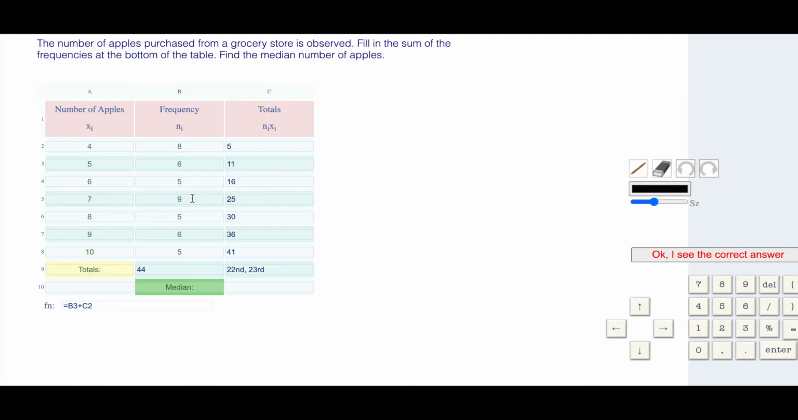They are both going to be, there are 9 people that bought 7 apples. It's the 7 apples. 7 apples are our median number of apples. 7.